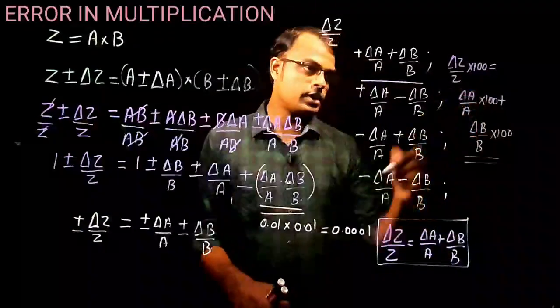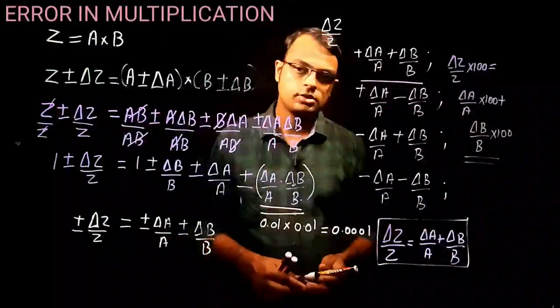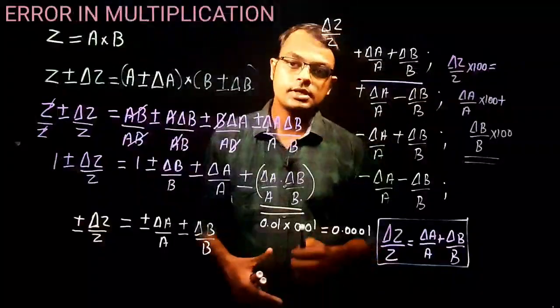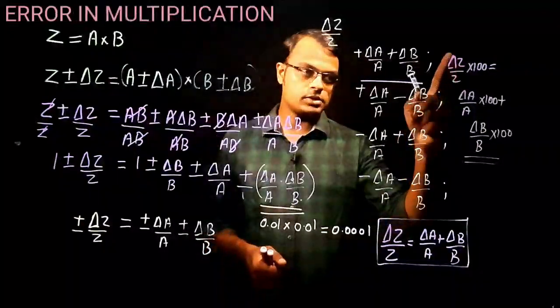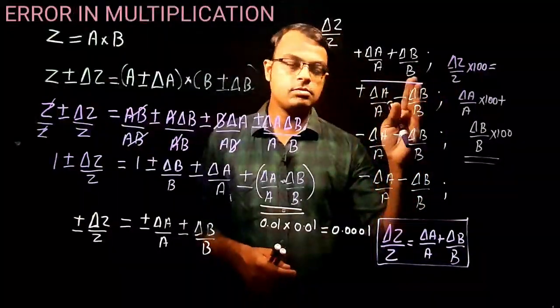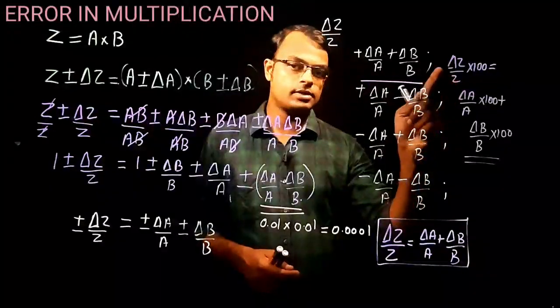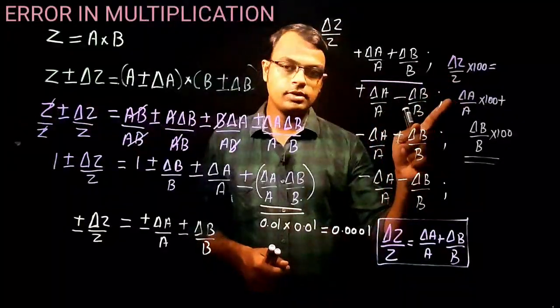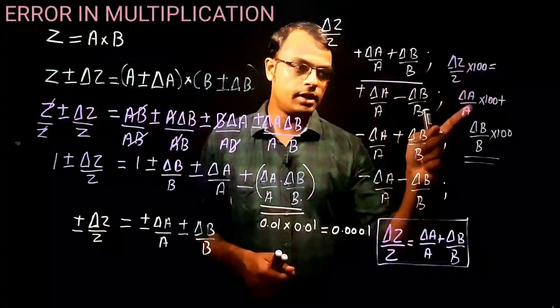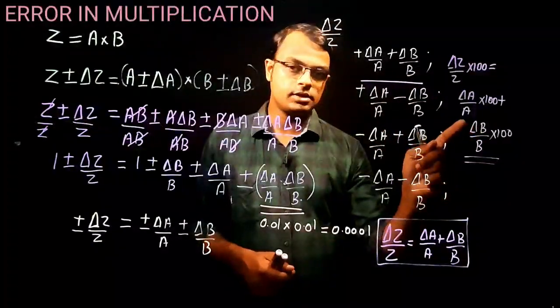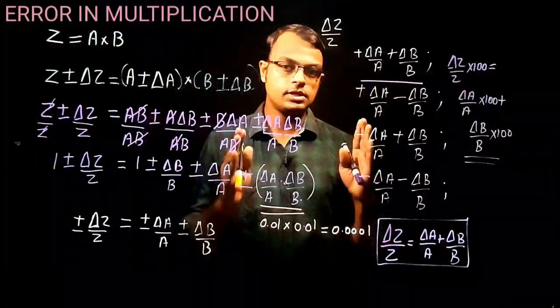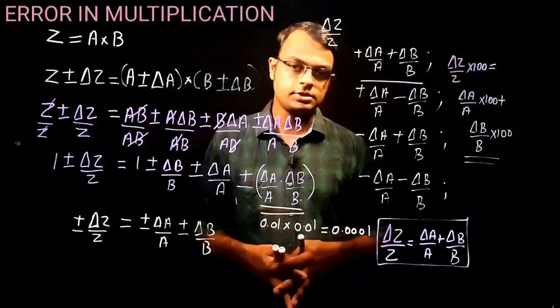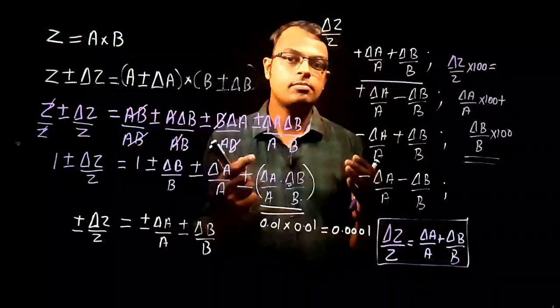So this is a way to write percentage error. So once again, what is the conclusion here? The maximum percentage error in the final result is the sum of the percentage error in A and the percentage error in B. So this is the multiplication process, or the combination of error in multiplication.